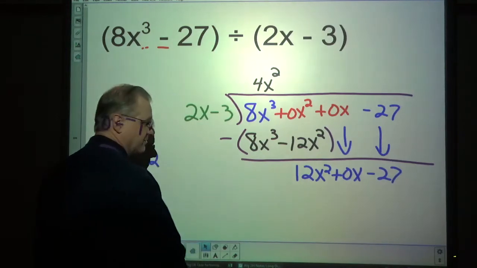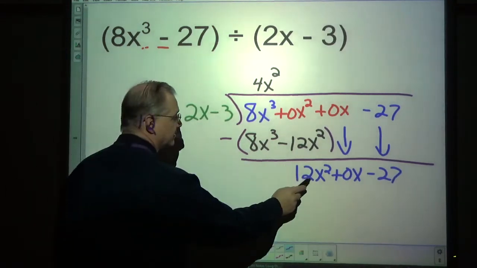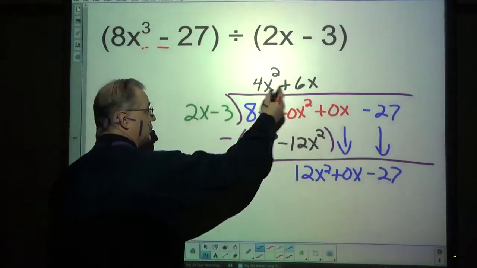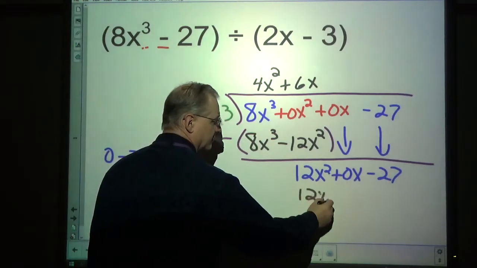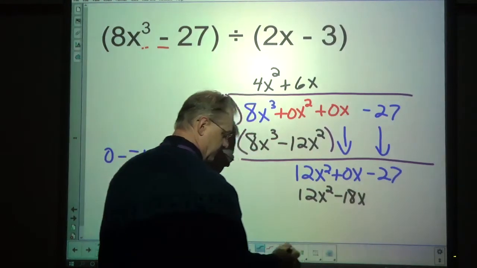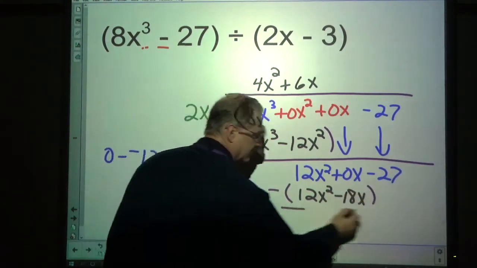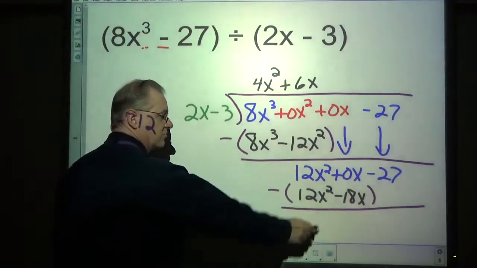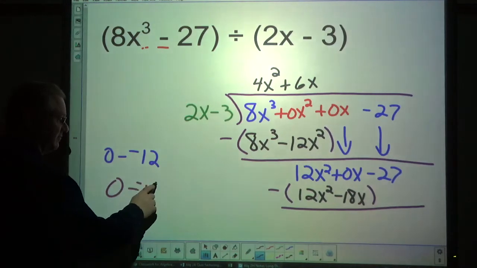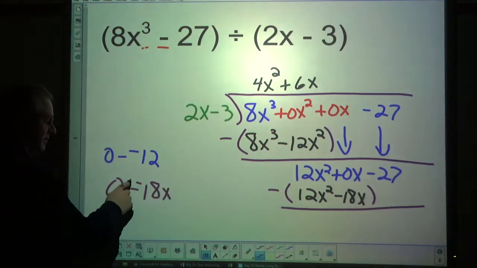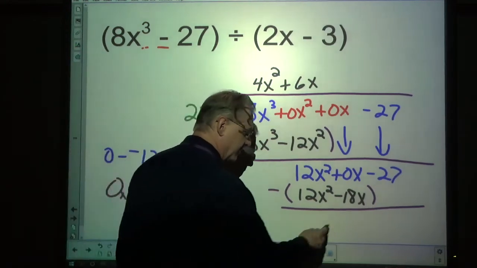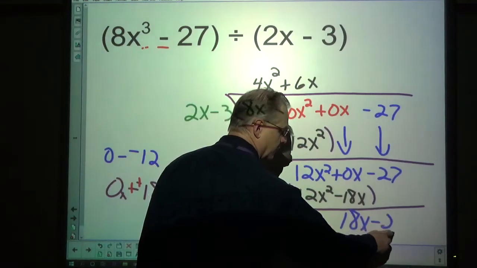Let's repeat the process. 2x times 6x gives me 12x squared. Multiply 6x times 2x, 12x squared. 6x times negative 3 is negative 18x. I go ahead and subtract. The 12x squareds cancel. 0x minus negative 18x. I should put plus positive. That's 18. So that gives me 18x minus 27.